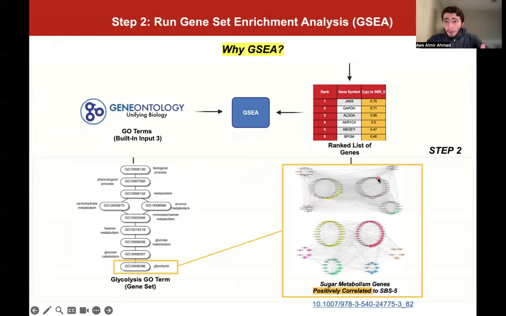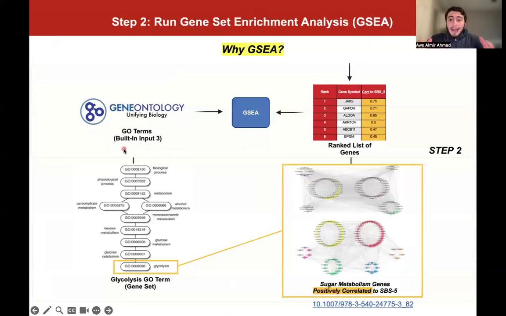As you can see below, bottom right, you see thousands of genes that are positively correlated to SBS5 in our list. It gets complicated too fast if we try to analyze each individual gene and its corresponding correlation value to SBS5. However, what GSEA does is that it uses a database called Gene Ontology.